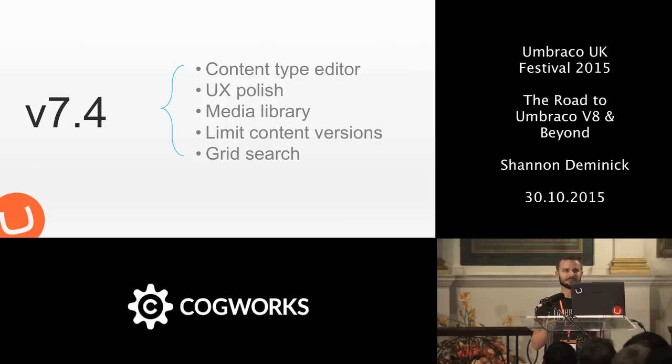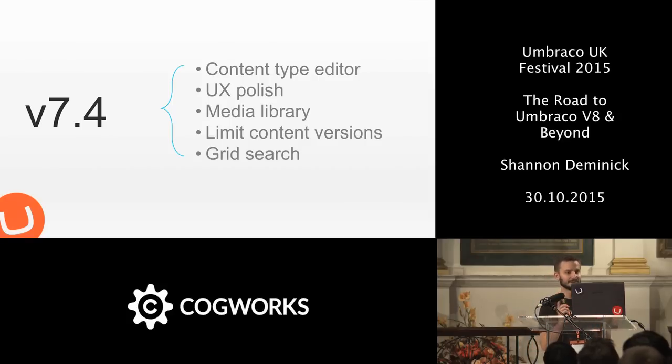Another feature that we've been discussing is to limit content versions. I'm going to be honest right now, I'm not sure if it's going to make it to 7.4, but hopefully it will. And that's so that your version history doesn't keep building and building. So we can say for the home page document type, we only want to keep 10 versions. So it's in 7.4 now. It'll definitely be between 7.4 and 7.5.